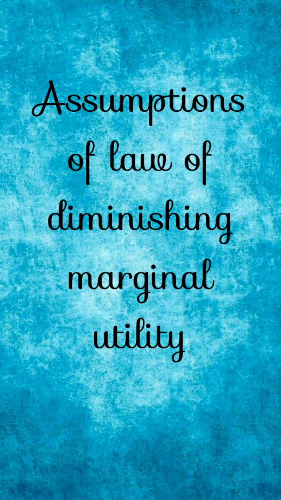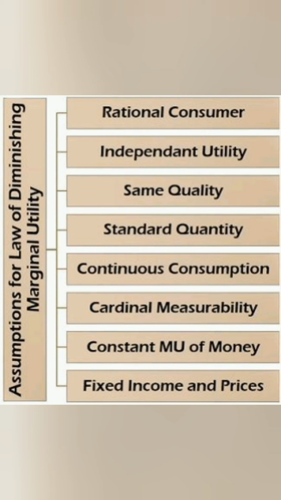Now let us move on to the assumptions of the law of diminishing marginal utility. The first assumption, rational consumer. A consumer wants to achieve maximum satisfaction from the commodity consumed. Second assumption, independent utility. Each commodity has its own utility and it is assumed that only one product is consumed at a time. Third assumption, same quality. The commodity consumed must be of uniform quality throughout the process of consumption. Fourth assumption, standard quantity. The commodity must not differ in size, proportion or quantity for that matter.